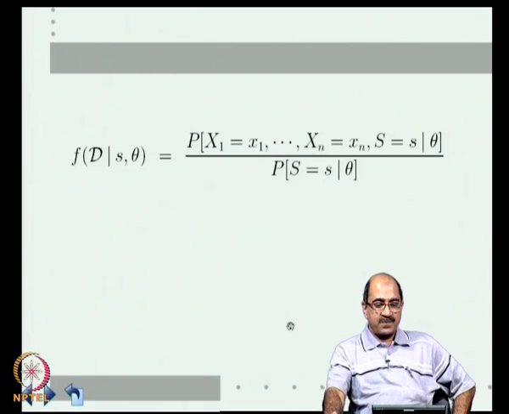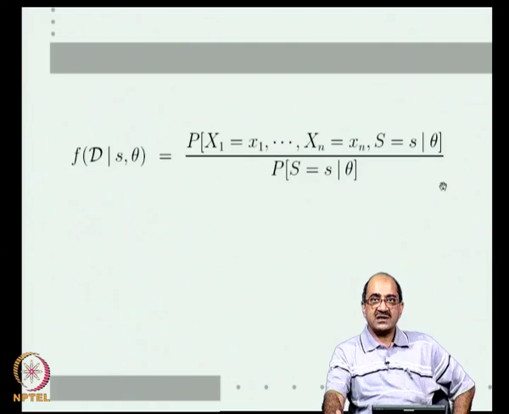So, let us write the expression for the conditional density of D given S, theta. This is a conditional mass function, so it will be the joint of D and S divided by the marginal of S. That is what I wrote here: the joint of D and S is the probability that X1 is equal to x1, Xn is equal to xn, S is equal to s, and this is the marginal of S. The theta comes in because that is the unknown parameter.